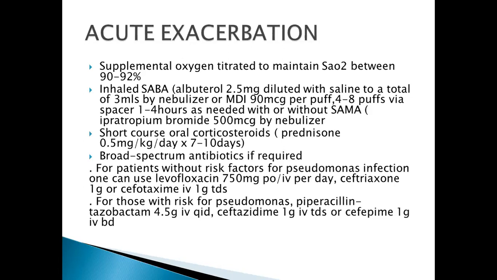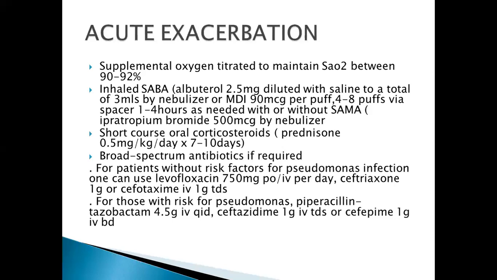Then one other recommended group of medications that you can use are the short-acting beta-2 agonists, such as albuterol. And this one you can give 2.5 milligrams diluted with saline to a total of 3 mL. And you can either give via a nebulizer or a metered dose inhaler, which you can give 90 micrograms per puff, 4 to 8 puffs via a spacer, and then as needed.